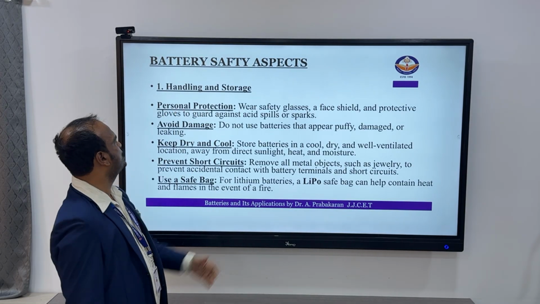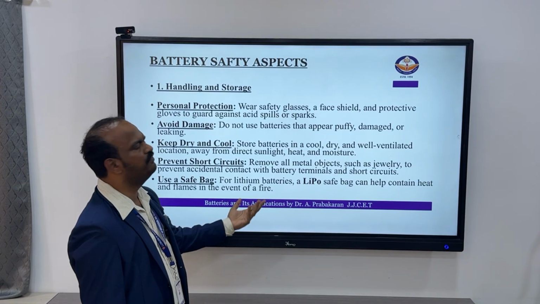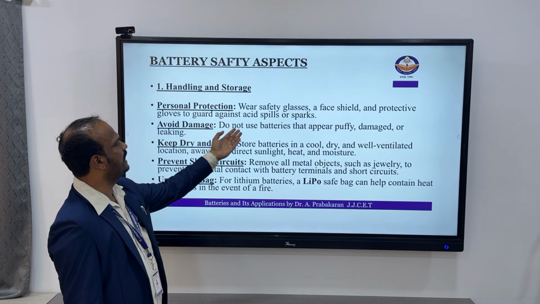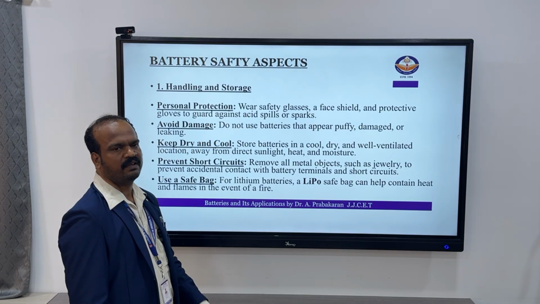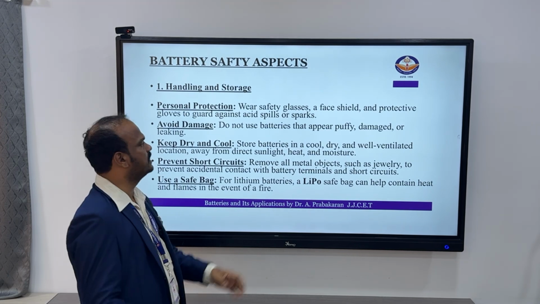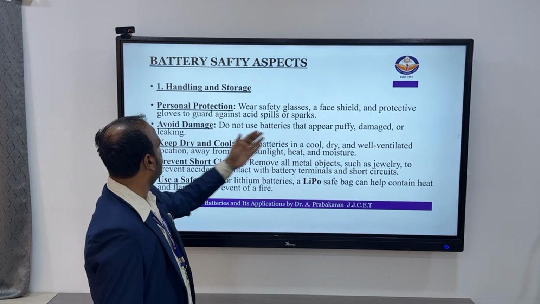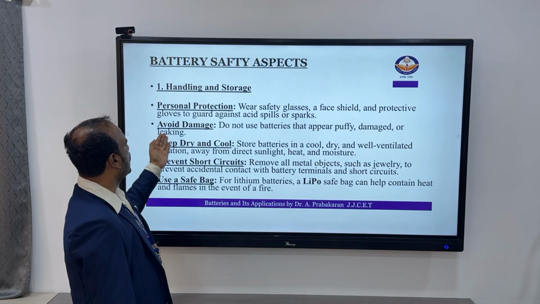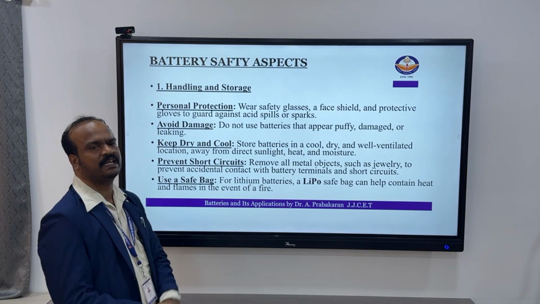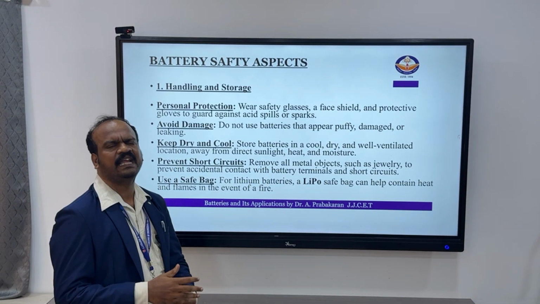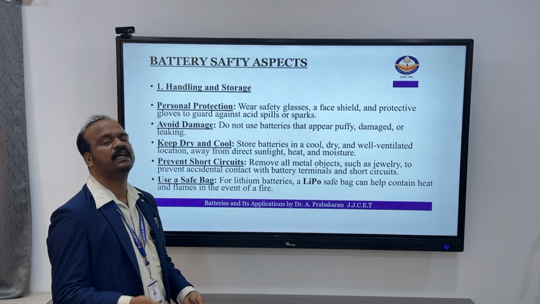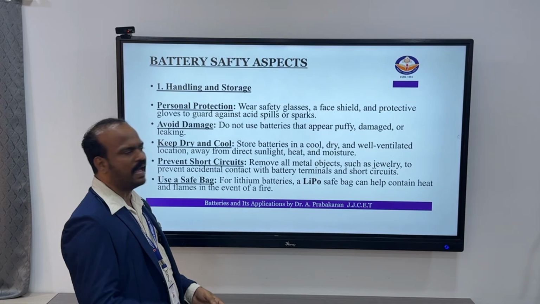First, handling and storage. Personal protection: wear safety gloves and a face shield to guard against acid spills and sparks. Whenever the battery is used, sparks can spread out, and that should not affect our face. Therefore, we use glasses, a face shield and protective gloves. And avoid damage. Do not use a battery that appears puffy, damaged or leaking. The battery should not have any leakage or breakage due to working conditions. Therefore, to avoid damage, thoroughly check the battery before using it.